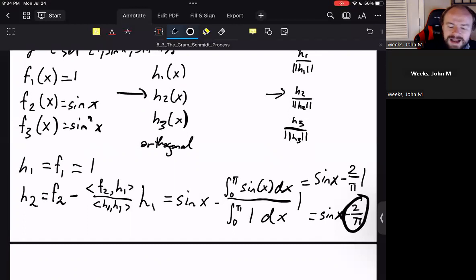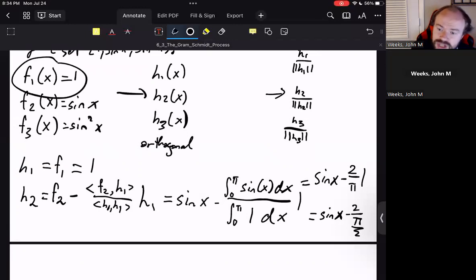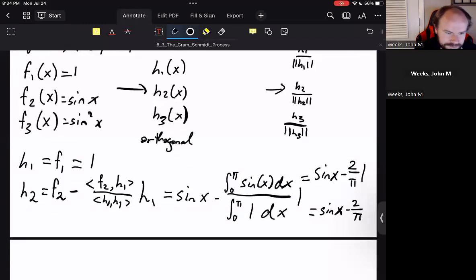Think of the 2 over pi here as something being subtracted from sine of x in order to make it orthogonal to the function 1. We had to subtract the orthogonal projection of the function sine of x onto the subspace generated by the function 1. Notice that 2 over pi is indeed a linear combination of the function 1, just a scalar multiple of it, because 2 over pi is a constant. So we are subtracting away that orthogonal projection there when we write that.